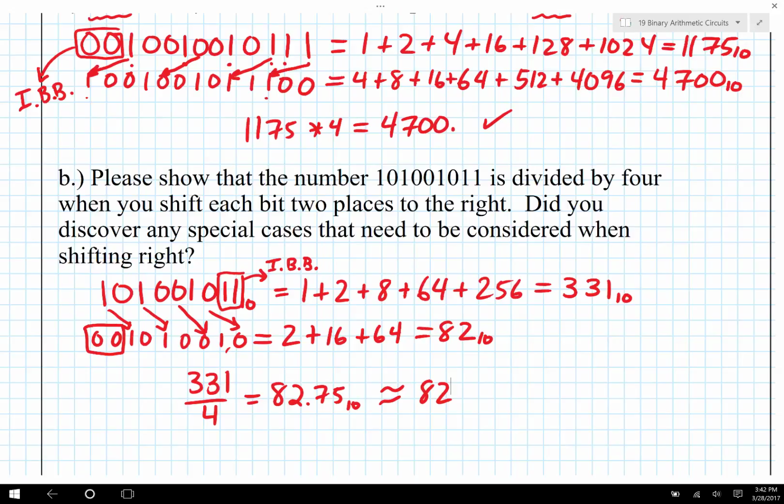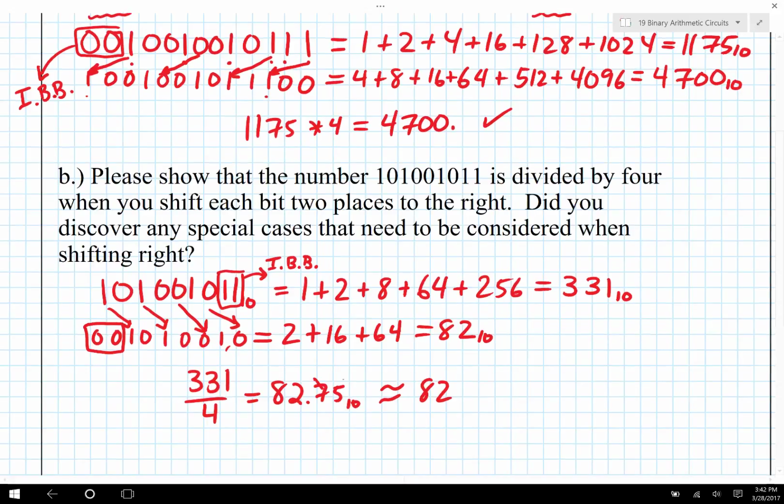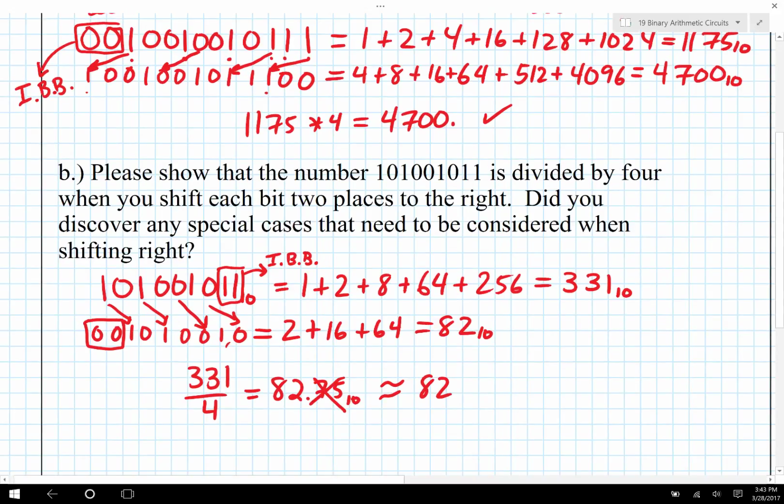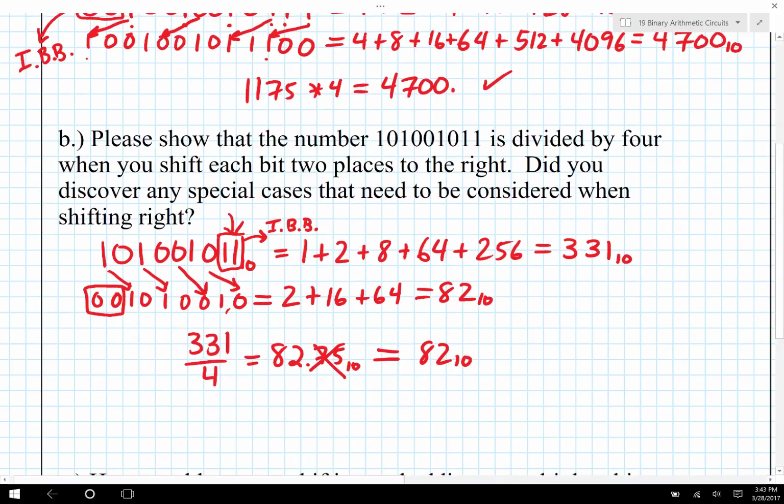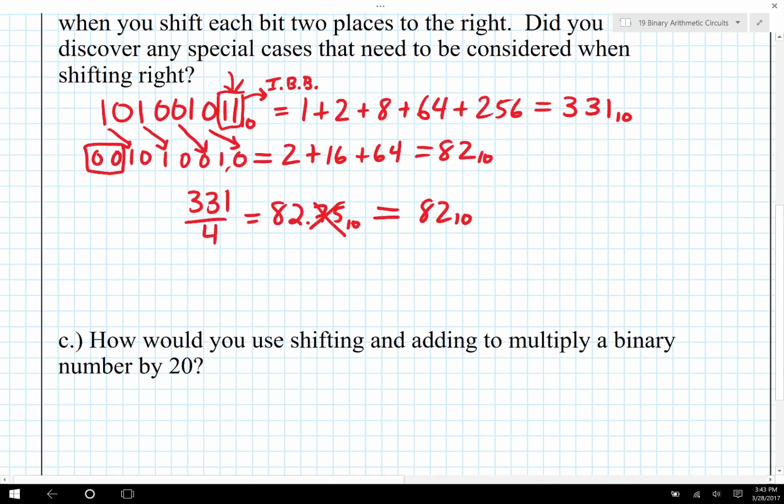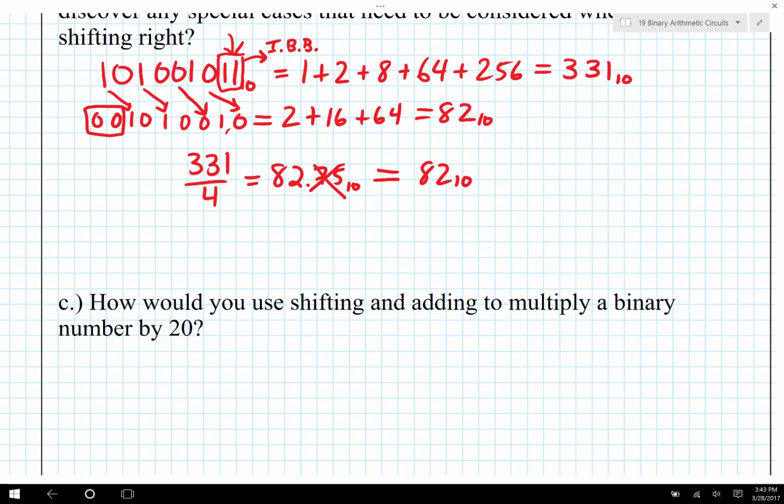Did you discover any special cases that need to be considered when shifting to the right? Well, if the number is not evenly divisible by 4, then it's going to round down to the nearest integer. If we take the 82.75 and round down, not to the nearest integer, then the approximately equal becomes equal. Be aware that when we shifted these 2 bits out of the number into the infinite bit bucket, we lost information, and that information was the 0.75 that we dropped. We're still doing division, it's just that we're rounding down to the nearest lower integer.